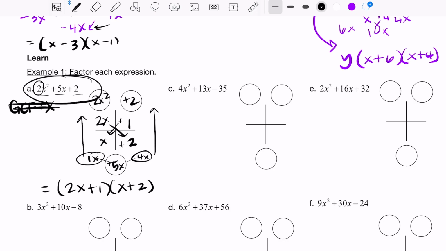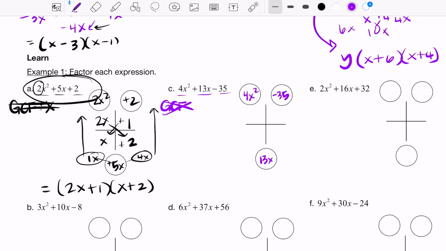Next one that we have, let's check and see if we have a GCF first. So do any of these numbers have a coefficient, aka number, in common, or variable? No. So now that we've bypassed that step, we see that it has 3 terms. So we're going to do a t-chart.